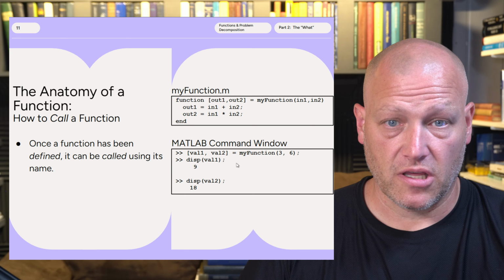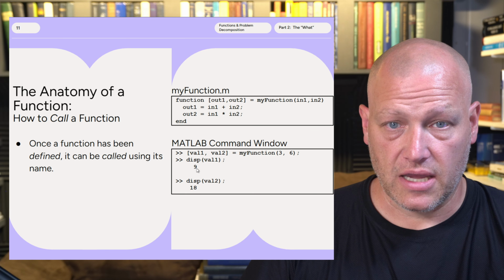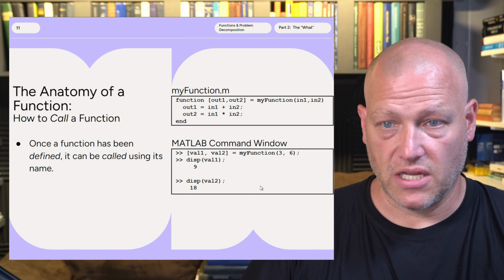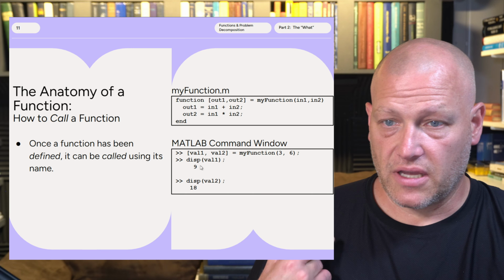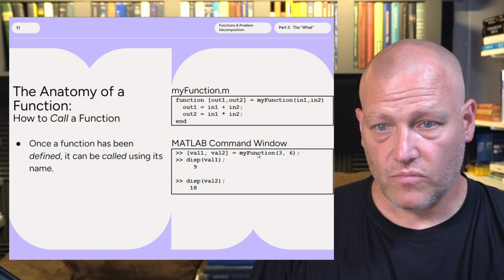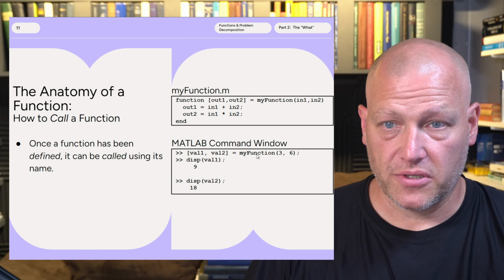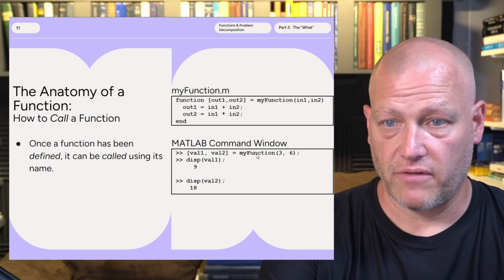If we want to see what's inside of those two values, we can use the disp function like we talked about last time. So we do disp val1 and we get a 9. If we do disp val2, we get 18. That right there shows us what happened as a result of calling our function definition and generating the outputs and then assigning them to val1 and val2.